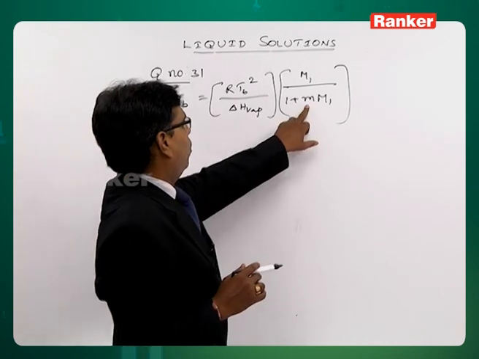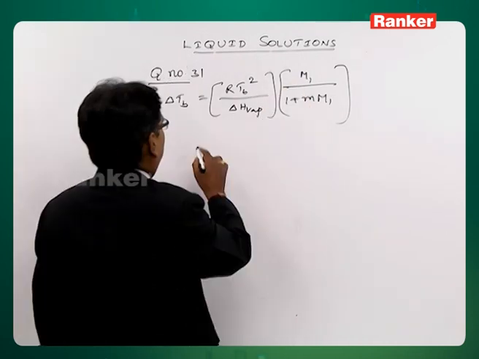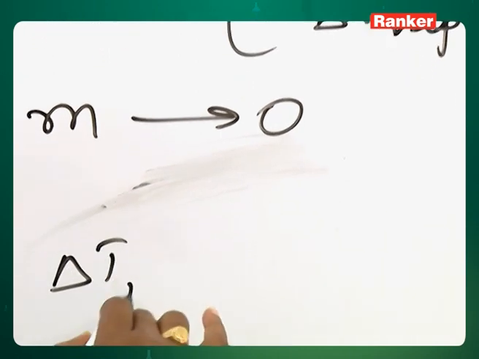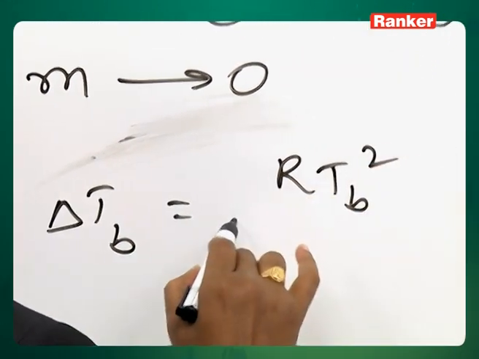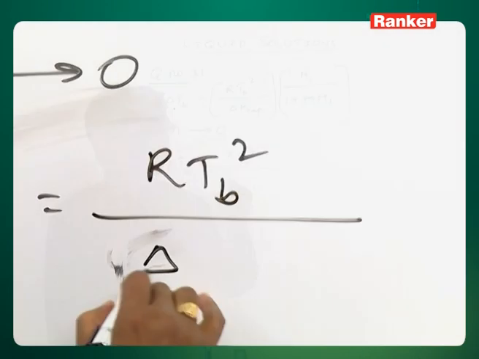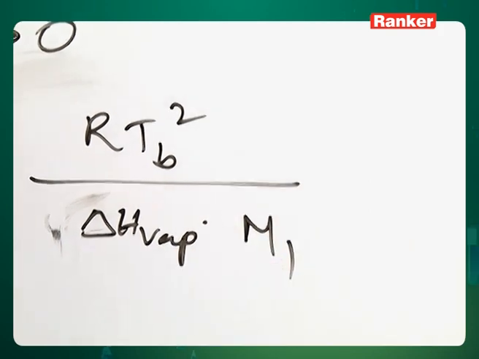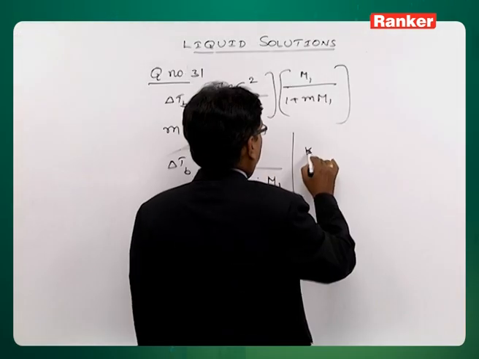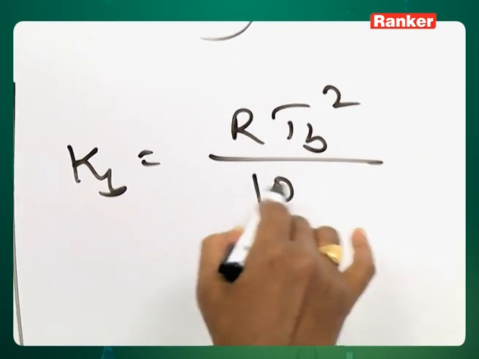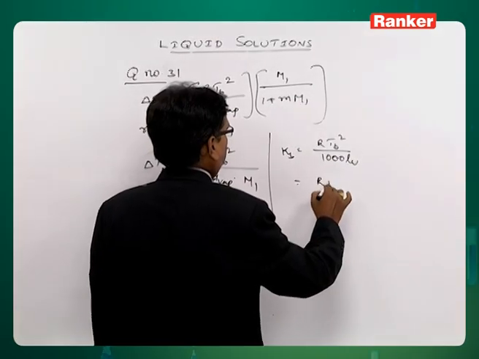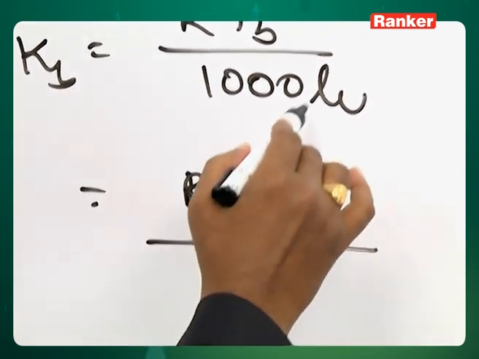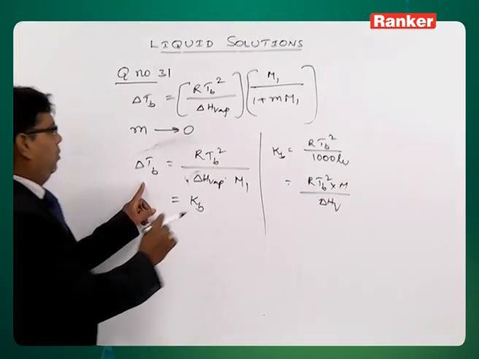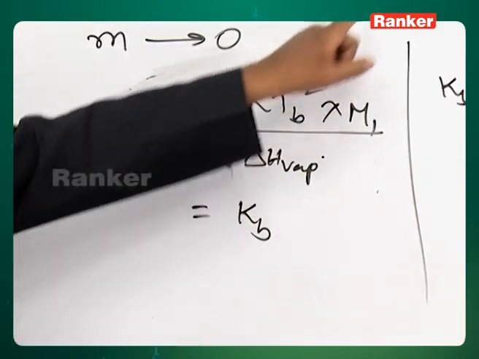When m tends to 0, then this will become M1. If m tends to 0, then this delta Tb will be equal to RTb square by delta H vaporization into M1, that is the molecular weight of the solvent. So, this is in fact nothing but Kb, because Kb is equal to RTb square by 1000 Lv, which is equal to RTb square M1 by delta Hv.